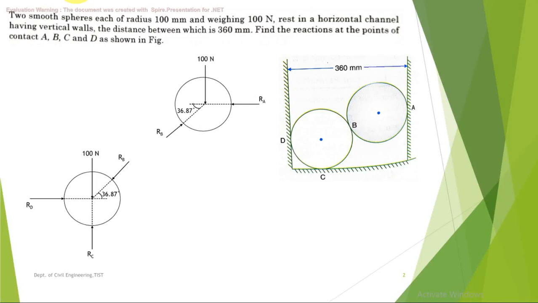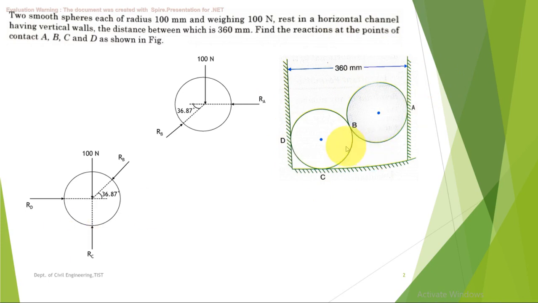Hi all. In this video also I'll be explaining the determination of angles. In this problem we have two smooth spheres as shown in the figure, and the width between the vertical walls is given as 360 mm. We need to find the reactions at the given points. So I'll just explain the angles in the free body diagram.